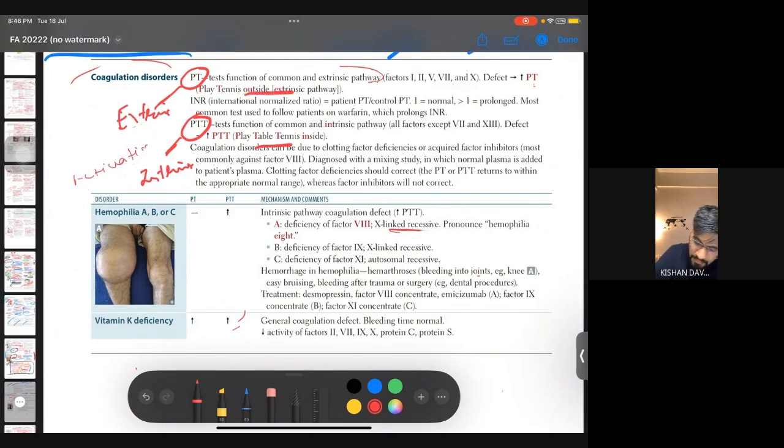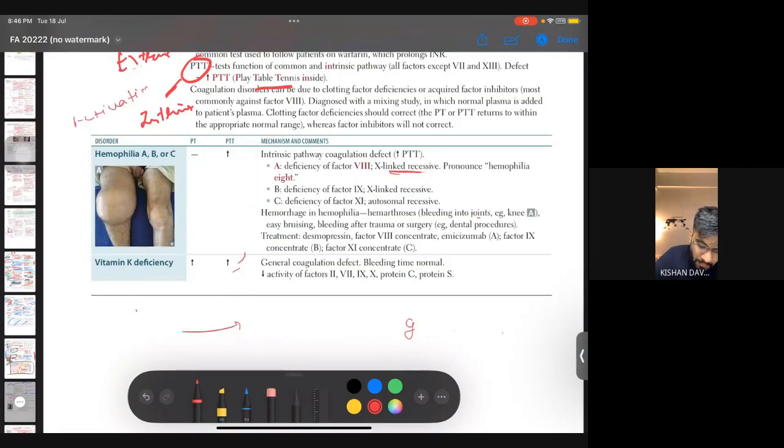Okay. So now let's come to the first type of disorder, hemophilia A, B or C. Now let's see, if it is A, there will be deficiency of 8. If it is B, there will be deficiency of 9. And if it is C, there will be deficiency of 11. So you know there is no factor 7 involved here. So it won't be extrinsic. It will be following intrinsic pathway. So if it is intrinsic pathway, what parameter you need to look out for? That was PTT. Okay, PTT will be increased here. And what else is? Yes, this thing. Hemorrhage in hemophilia, hemarthrosis, that is bleeding into joints, easy bruising, bleeding after trauma or surgery and everything.